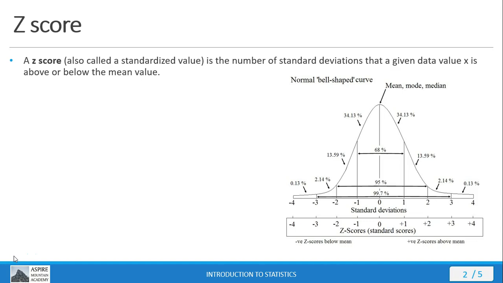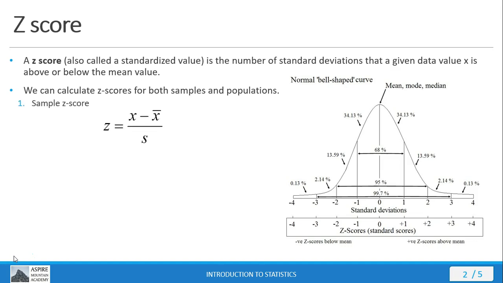How close is a given data value to the mean? How close is it to the tails? Where exactly is this data value relative to all the other data values in our data set? The z-score quickly communicates all of this information. Now, we can calculate z-scores for both samples and populations. The sample z-score is calculated by subtracting the mean value from the data value of interest and then dividing by the standard deviation.